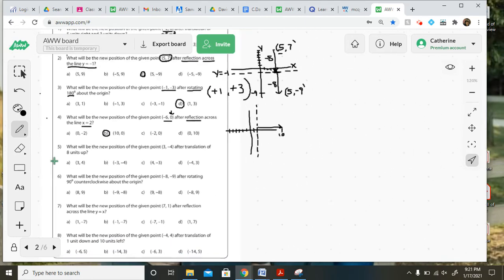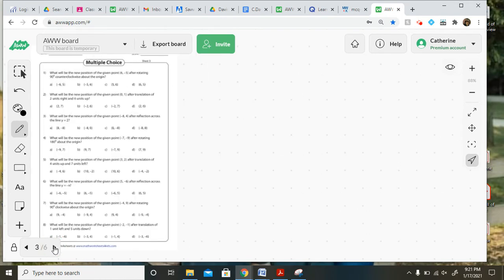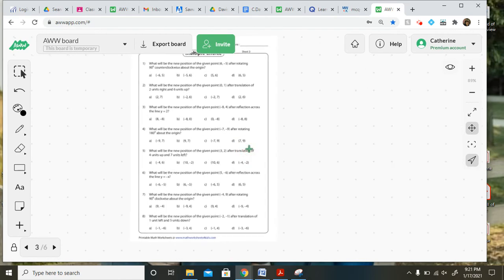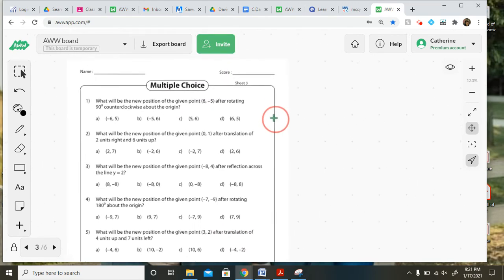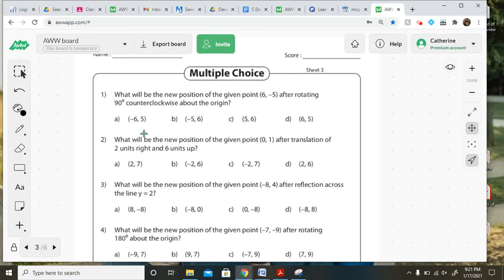And I'm leaving you 5, 6, 7, and 8 to do. And we're on the third page.